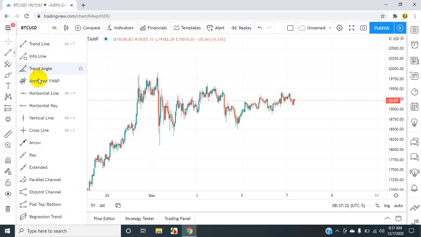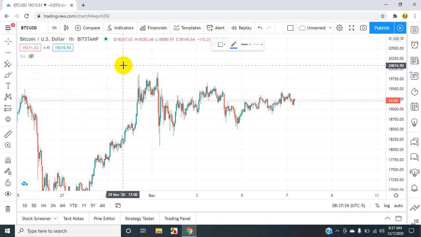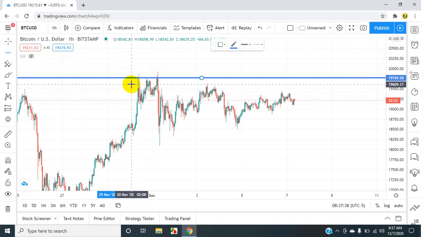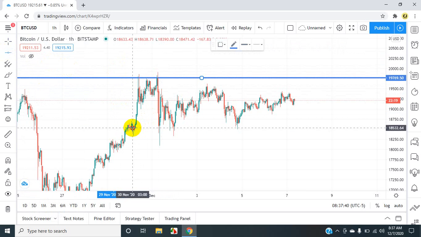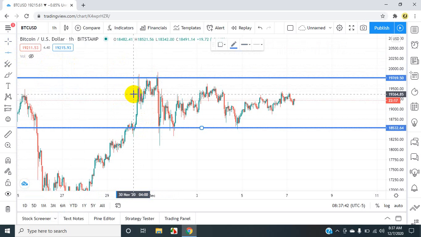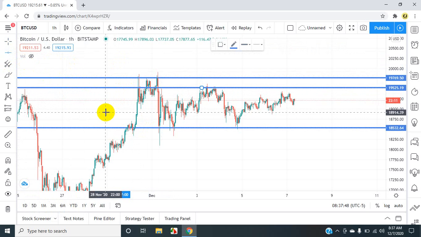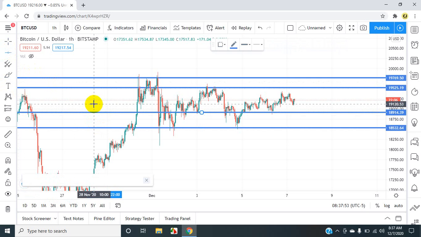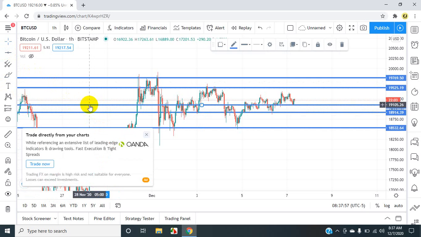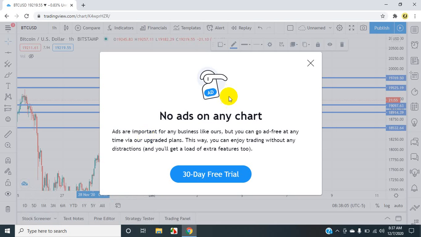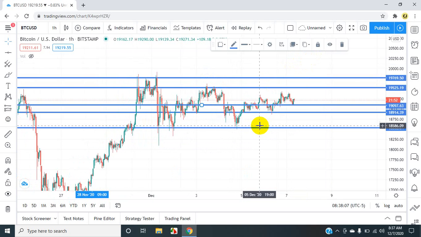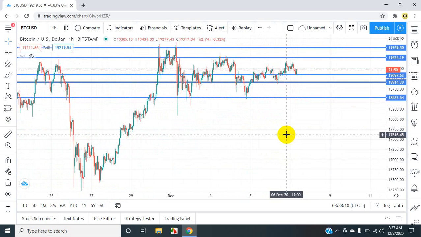We're going to come over this way, grab our horizontal line, and find some areas of support. So, 1, 2, 3, 4, about 5 levels of support. All right, so we have 5 major areas of support.